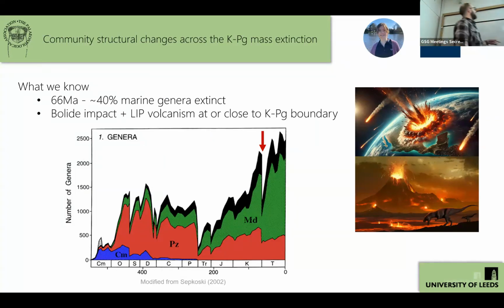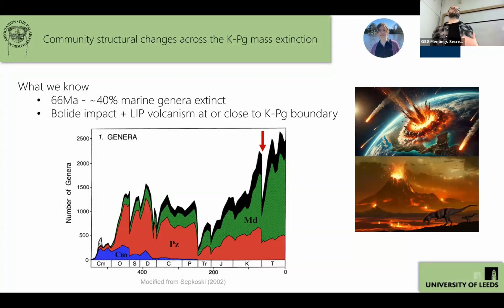So what caused it? We know that there was a big meteorite that hit the Earth on the Yucatan Peninsula, a bolide impact. But there was also large igneous province volcanism, one of these big continental scale flood basalt eruptions, the Deccan Traps, which can be found in India today. And that was happening at or at least close to the KPG boundary. Most research today firmly supports the asteroid impact as the main driver of mass extinction at the Cretaceous Paleogene, even though the terrestrial record is very patchy and we can't really say for sure.